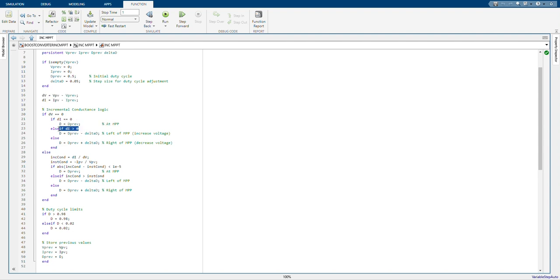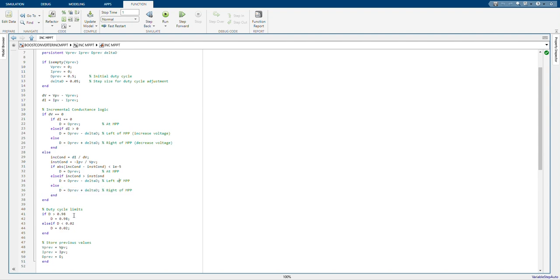If this condition is not met, we need to increase or reduce the duty cycle. Coming to the next condition, if the instantaneous conductance dI divided by dV is equal to minus I divided by V, then it is the maximum power point, so D stays at the corresponding duty cycle. If this condition is not satisfied, that means dI divided by dV is greater than minus I by V, we need to reduce the duty cycle to increase the PV voltage to attain the maximum power. If not, we need to increase the duty cycle to reduce the voltage to attain the maximum power.